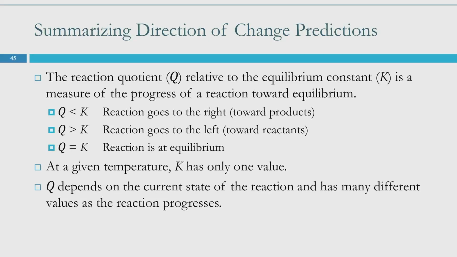So the three possible options: our Q is less than K. Remember that all of these are products over reactants. So if Q is smaller than the equilibrium constant, that means we've got more reactant or less product, or both. It would be both. So it's going to continue in the forward direction.